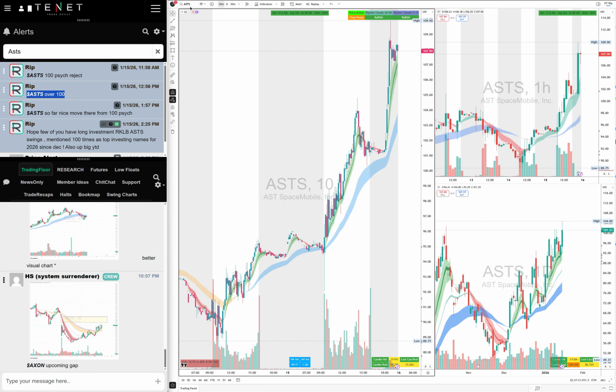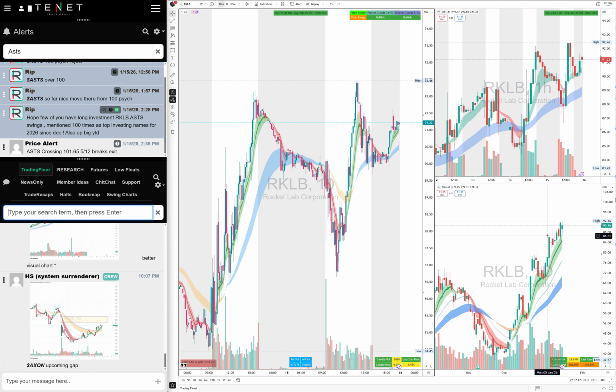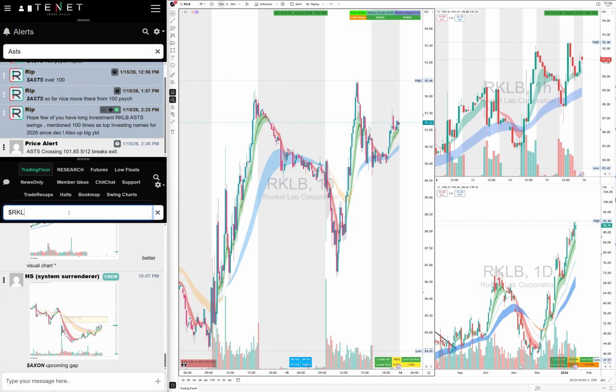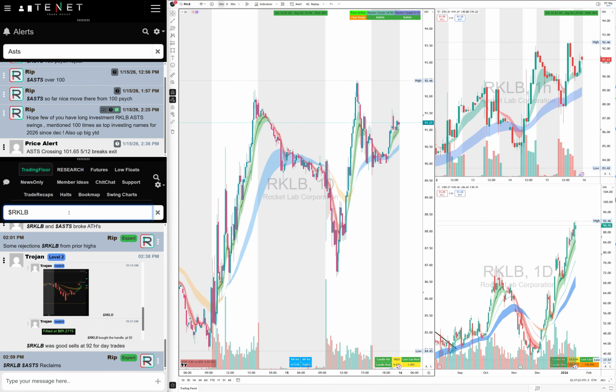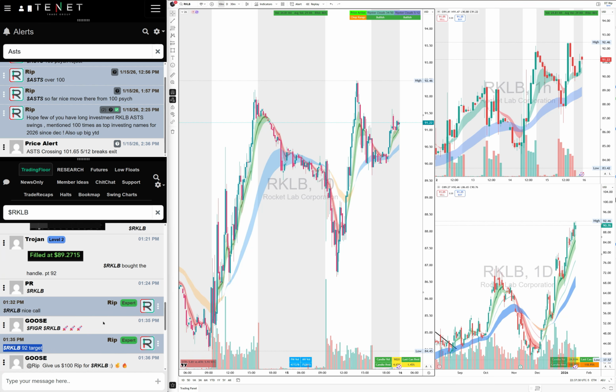On Rocket Lab, I gave the traders a target of 92 here, because it was a previous high. So always, when you're looking for targets, you look at the previous highs. You look at the average daily range. You look for the resistance on the chart. You could see I gave the 92 target here on Rocket Lab, and Rocket Lab held our target.